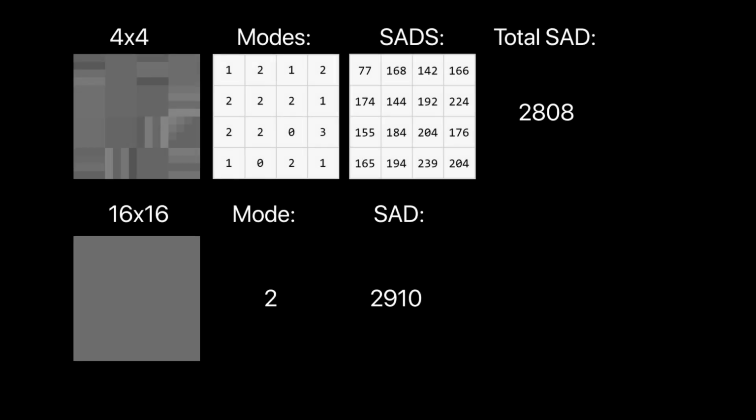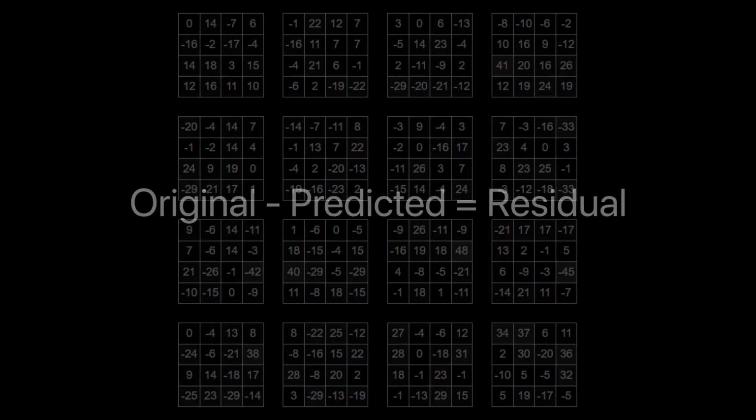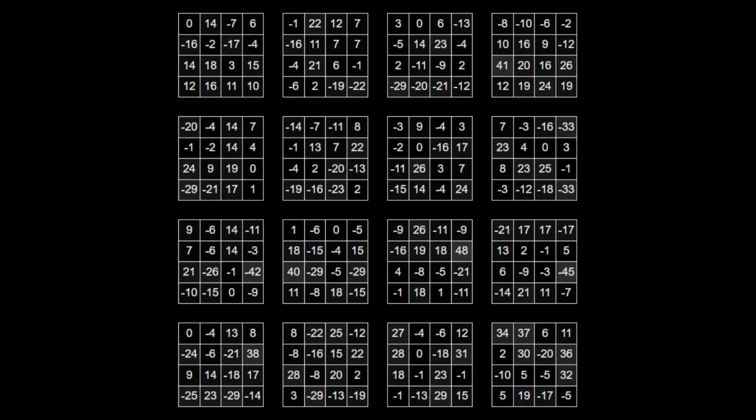After finding the best modes for all partitions, determine the one with the best overall SAD. This will be our final prediction. For each partition, let's also store a map of the differences from the predictions. These are called the residuals. For each pixel, subtract the original value from the predicted value. Numbers can be negative or positive.